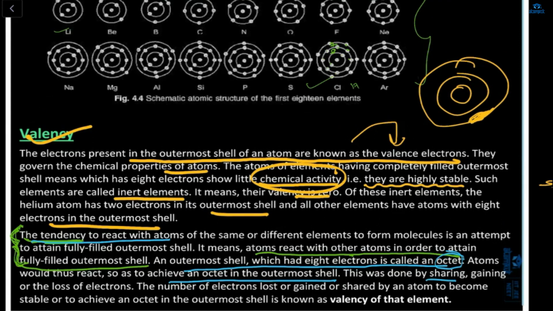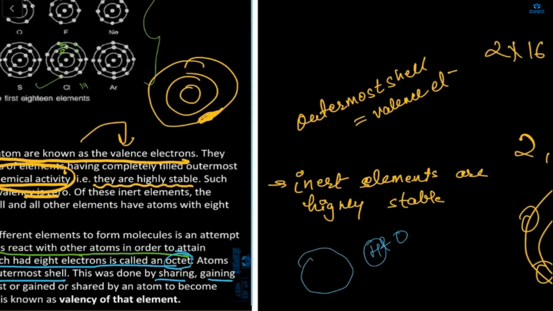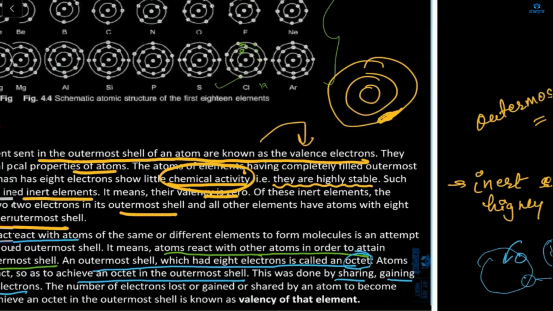This is done by sharing, gaining, or losing electrons. If you want to share your electrons with other elements, or gain, or lose. Let's say the outermost shell has a total of 9 electrons. You want only 8 to complete the octet, so you will lose one electron. And if there are 7, then you have to gain one electron to fulfill the condition, which is an octet in your outermost shell.